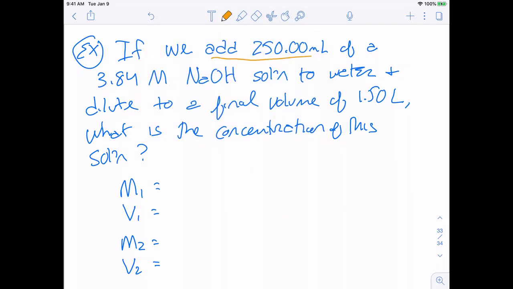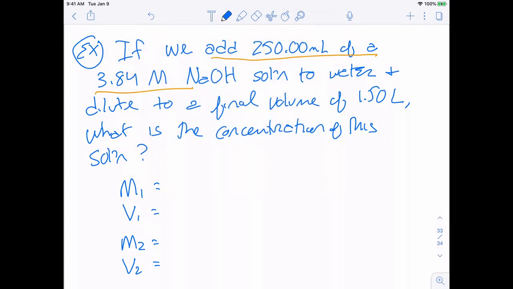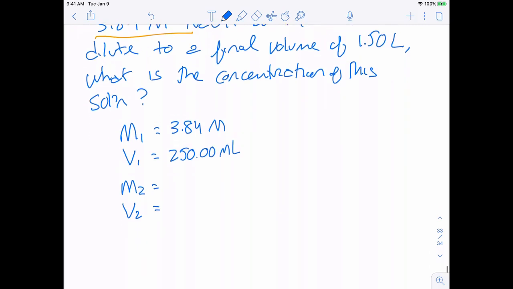So I have 250 milliliters of a 3.84 solution. So those go together. Doesn't matter if you make them the 1s or the 2s, they just have to go together. So 3.84 molar, 250.00 milliliters. My new concentration, what is the concentration of the solution? That's my unknown. And then my final volume, 1.50 liters.